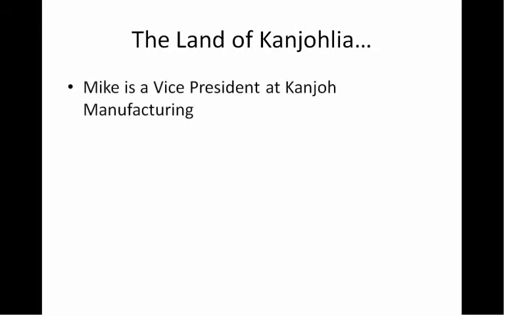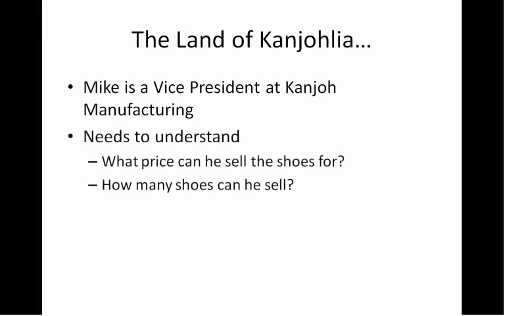Let's take a trip to the land of Kanjolia, where our friend Mike is the vice president at Kanjo Manufacturing. Mike has just invented a new pair of shoes, and he's trying to find out how much money he can make on this new product. Specifically, he needs to know what price he can sell the shoes for, and how many shoes he can expect to sell. These questions can be answered by looking at the supply and demand relationship.